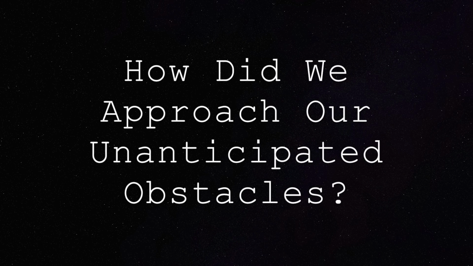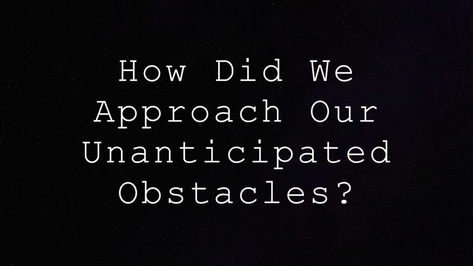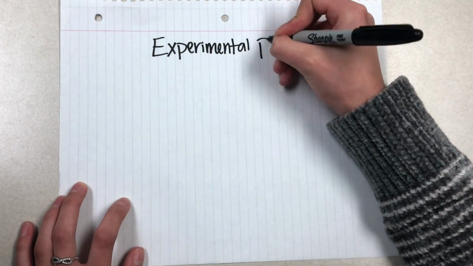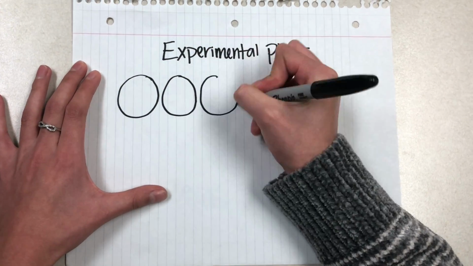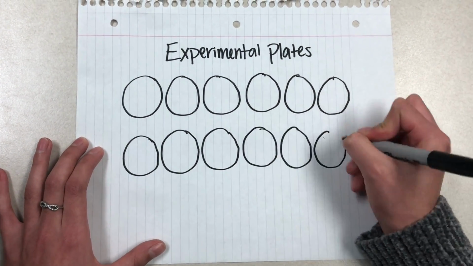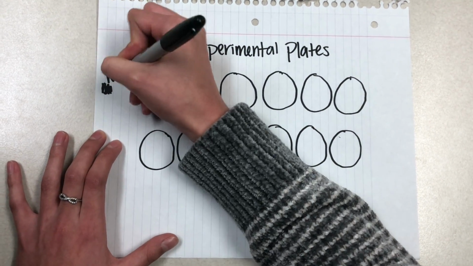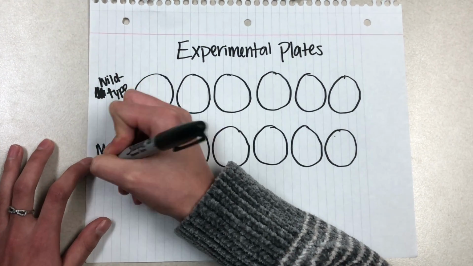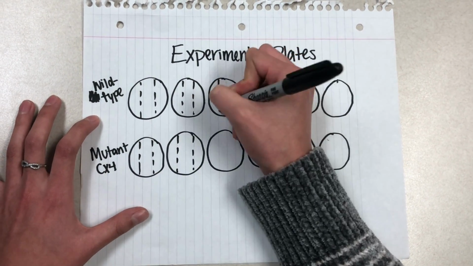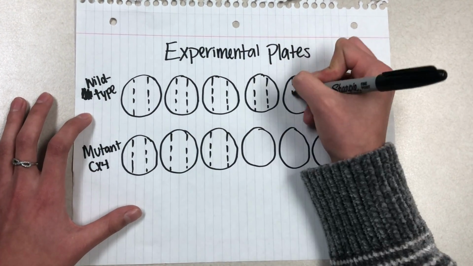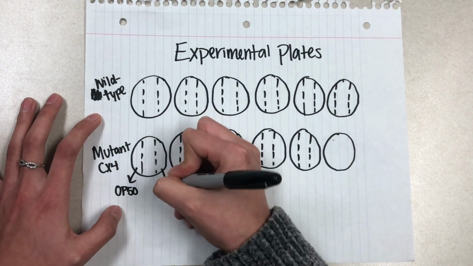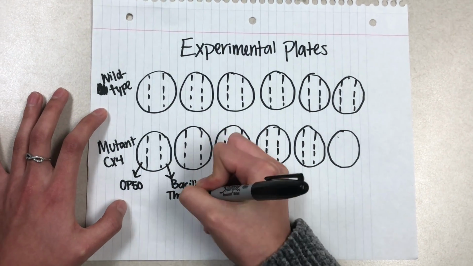So, how did we approach unanticipated obstacles in the lab, you may ask? That's a good question. One unanticipated obstacle we faced in this class was that for our experimental plates with OP50 and Bacillus thuringiensis, only 4 of the 12 plates we plated had both OP50 and BT. Even though my group and I are 99% sure that we plated all 12 plates with both OP50 and BT, only 4 plates had both types of bacteria successfully grown. In response to this obstacle, we decided to only use the 4 plates that had both bacteria, so we only used 4 trials instead of the 12 trials we anticipated to have.